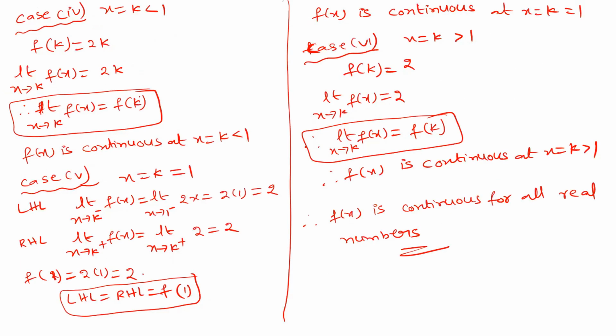Okay, both are the same problems, so we'll go for the next, the 17th one. Find the relationship between a and b so that the function f defined by f of x equal to ax plus 1 if x is less than or equal to 3, and bx plus 3 if x is greater than 3, is continuous at x equal to 3.